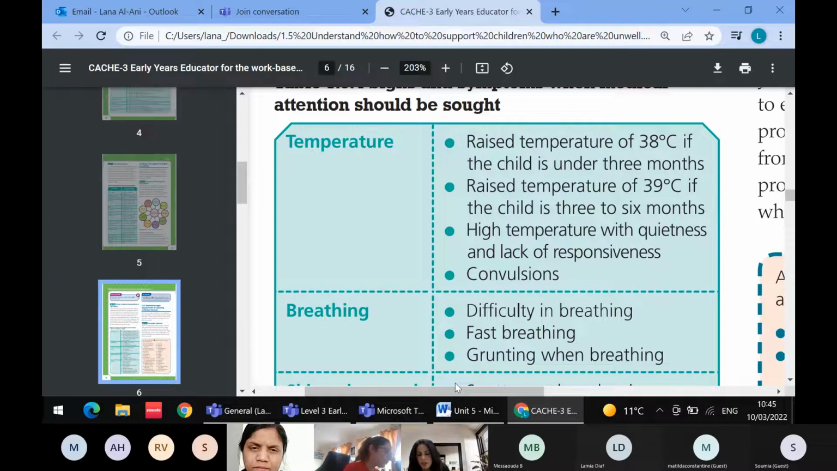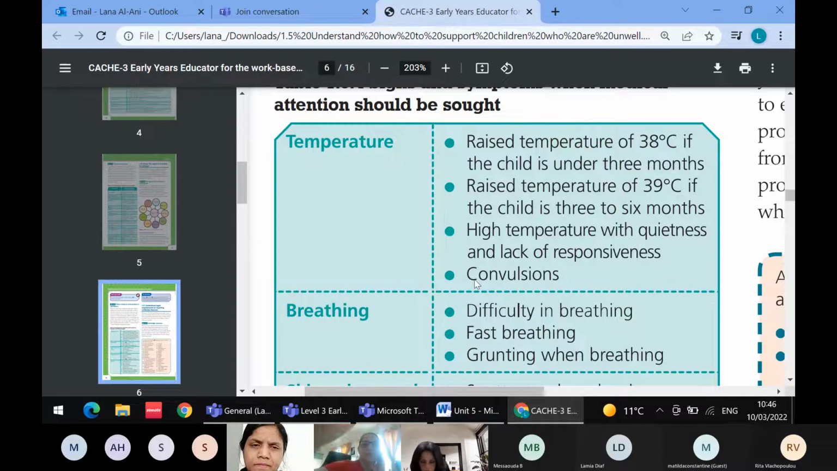Yeah, so if the temperature rises above 39 degrees and the child is 3 to 6 months, we have to call the ambulance. Also, high temperature with quietness. You see the child is not responding, not talking, not active and happy like usual. He's very quiet, doesn't want to participate in any activities. And also, if we notice any bleeding or blood when they vomit.